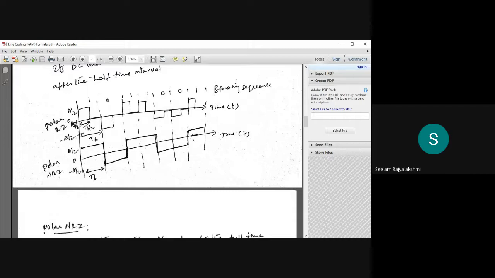Suppose the number of ones is equal to the number of zeros. Here we count 1, 2, 3, 4 ones and 1, 2, 3 zeros, so we have only 3 zeros and 4 ones. But if we have 4 ones and 4 zeros, the DC value becomes 0 because the positives and negatives get cancelled. So in polar RZ and NRZ, we have a minimum DC value.